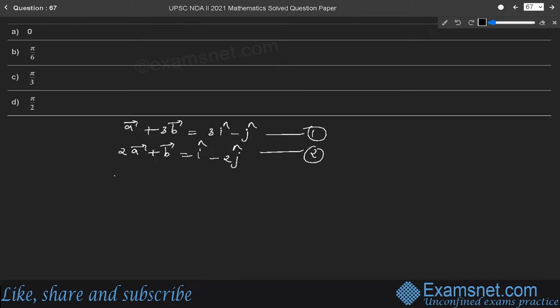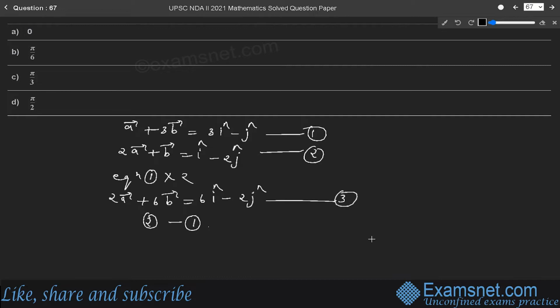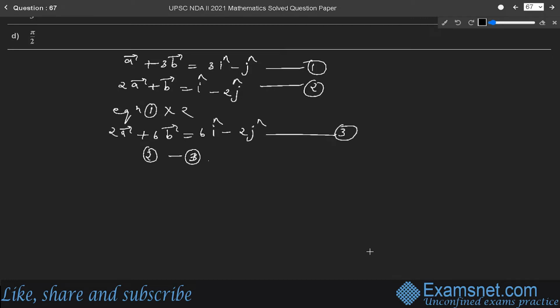Multiplying equation 1 by 2, it will be 2A vector plus 6B vector is equal to 6I cap minus 2J cap. Let this be equation number 3. Now subtracting equation 2 from equation 3, we will get 5B is equal to 5I. So we can say that B is equal to I. If B is equal to I, then A will be equal to minus J.